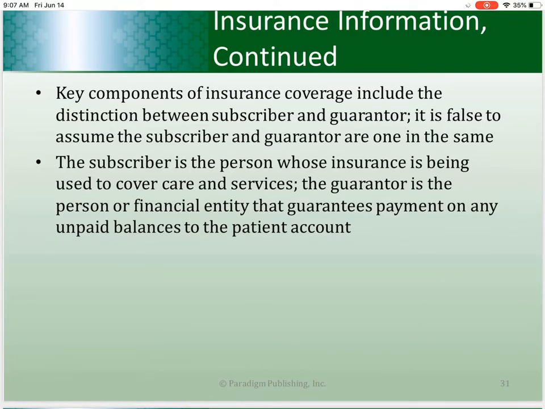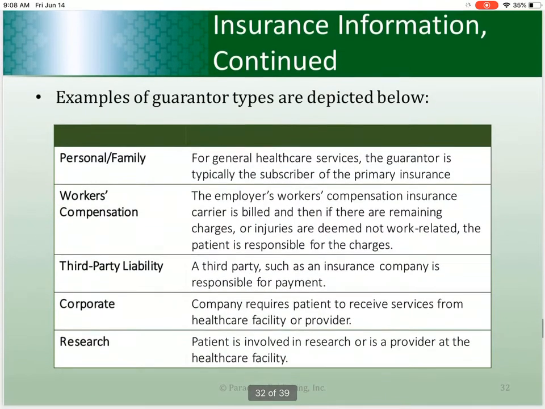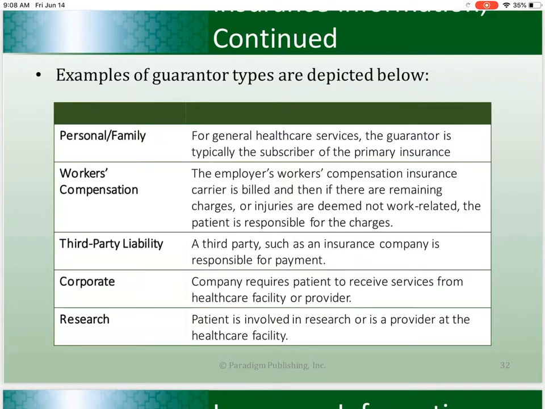Most patients older than 18 years old are their own guarantors. Minors usually have their parents or legal guardians as their guarantors. And any patient with decreased mental capacity typically has a guarantor. All right, and you can look at the different guarantor types. This is on page 119, table 4.2.